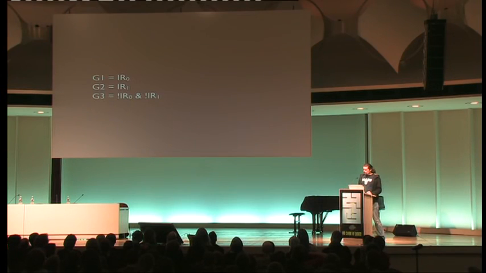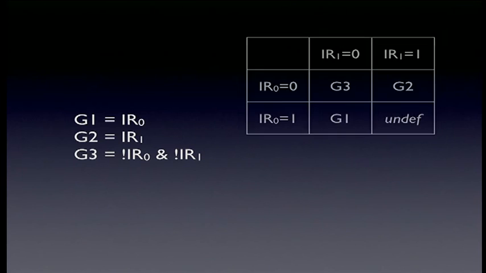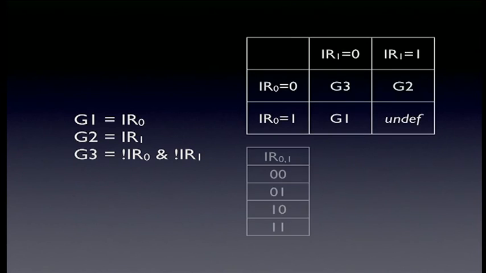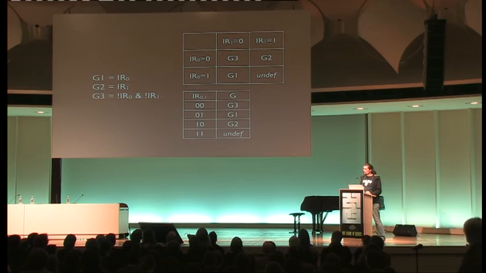So this G calculation, this is the rule for G, how G works. G1, G2, G3 are 3 separate lines which go into the decode ROM. And so this is a truth table for it, or more useful would be this table. So 00, 01, 10, and 11 correspond to G values of G3, G1, G2, and the 11 case, that's undefined, that's not used for the 6502.